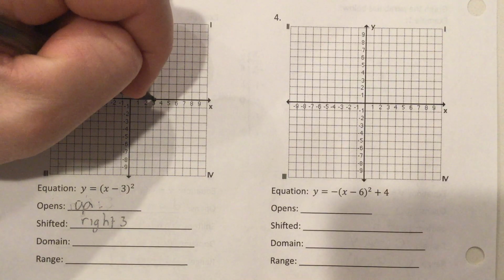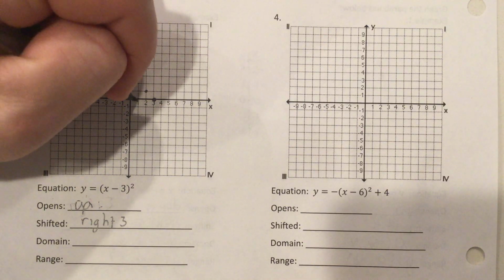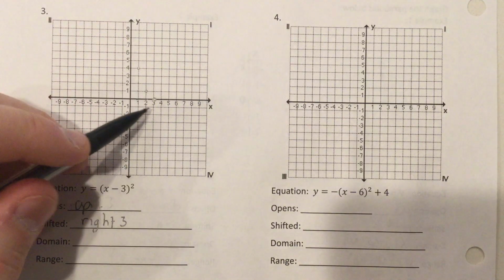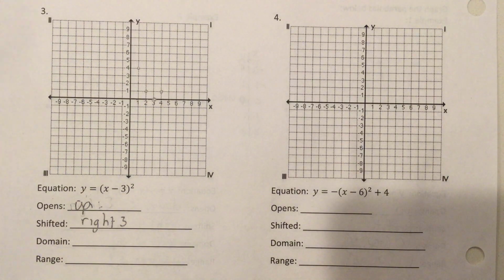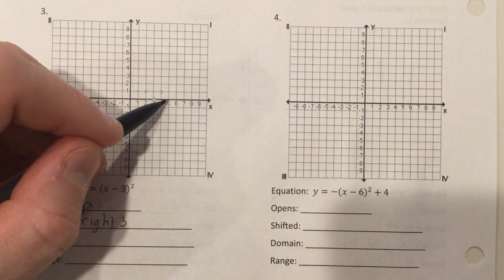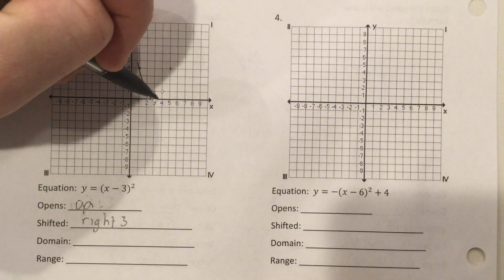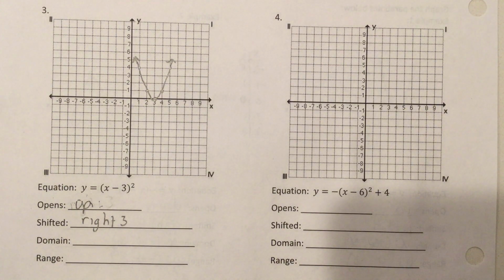Negative 1 squared is 1, so from the vertex, left 1, up 1. Negative 2 squared is 4, so from the vertex, left 2 and up 4. 1 squared is 1, so from your vertex, right 1 and up 1. And then 2 squared is 4, so from your vertex, right 2 and up 4. There we have our accurate parabola.